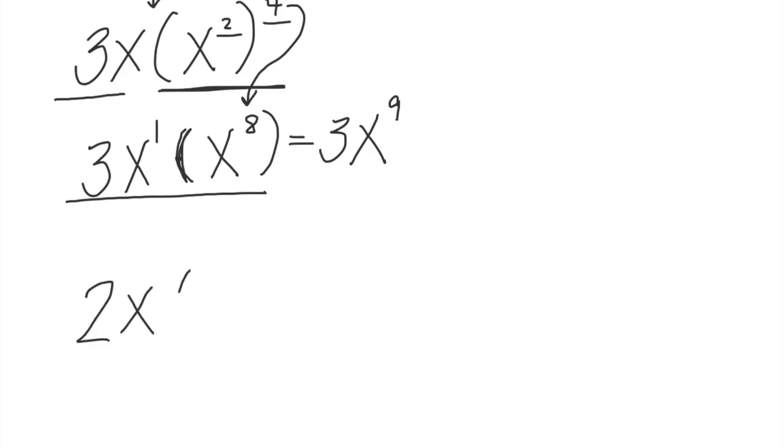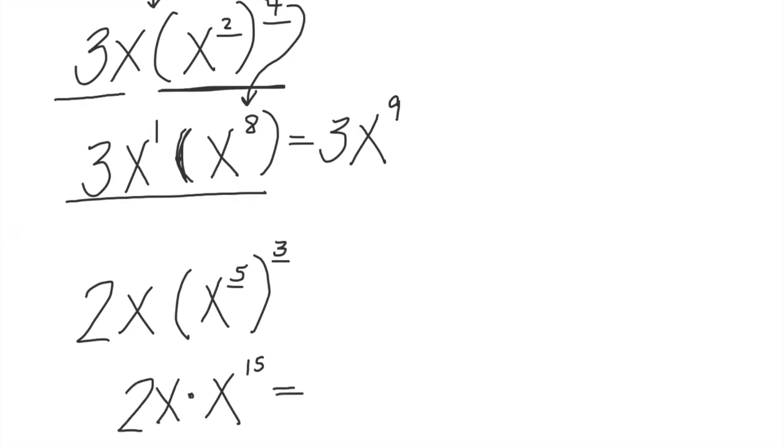So 2x times x to the 5th to the 3rd power. So where do we start? With the parentheses, right? Yeah. We're raising a power, so we're multiplying the exponents. This becomes x to the 15. And we're multiplying to 2x. Now that we've done that, because we're multiplying, we switch over to adding the exponents. 2 times 1 is 2. And x, 1 plus 15 is 16. Okay. All right.